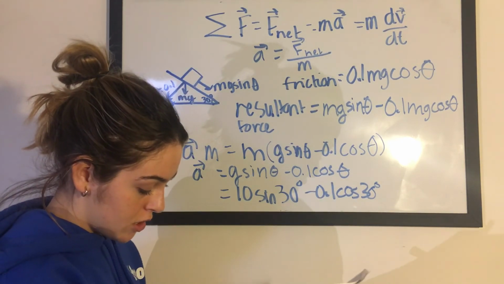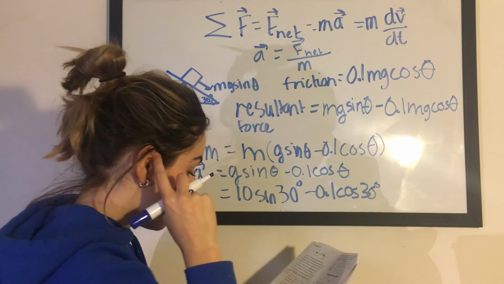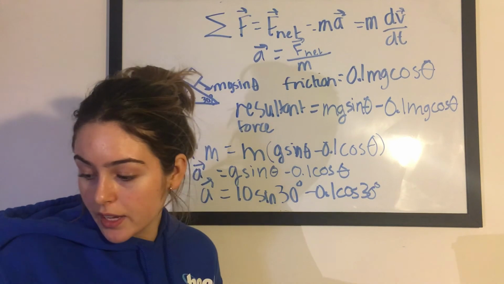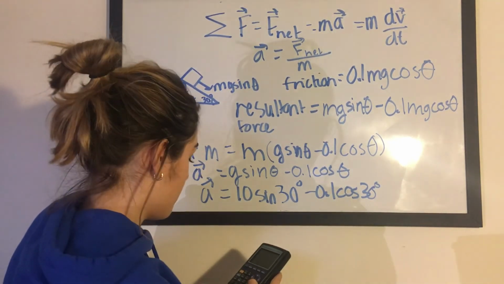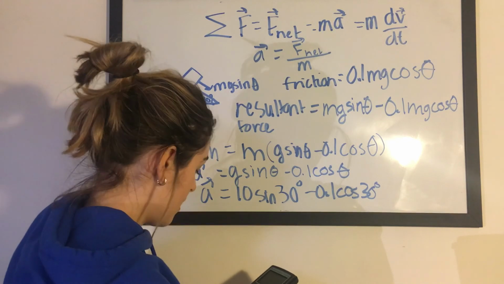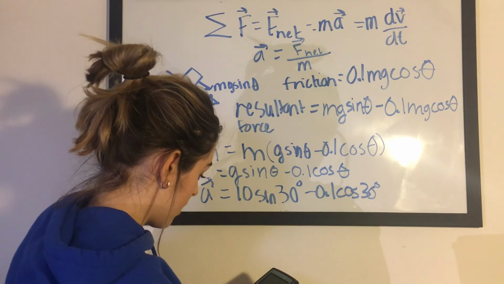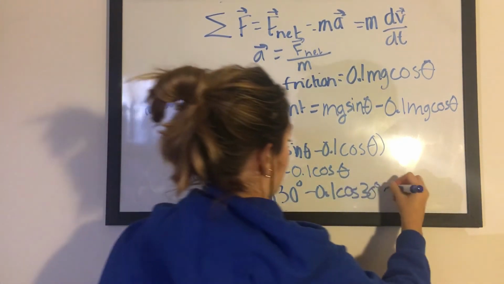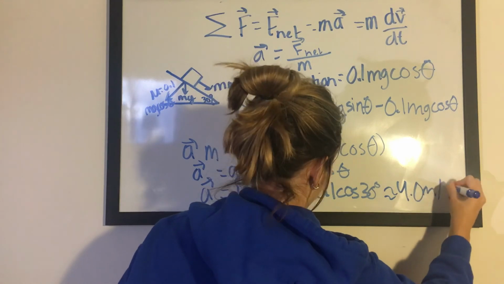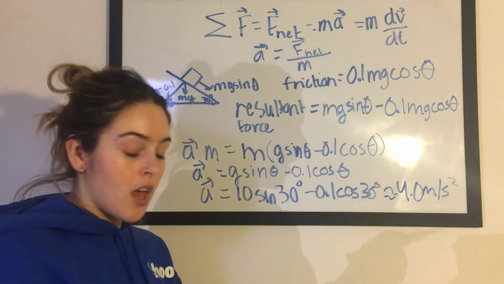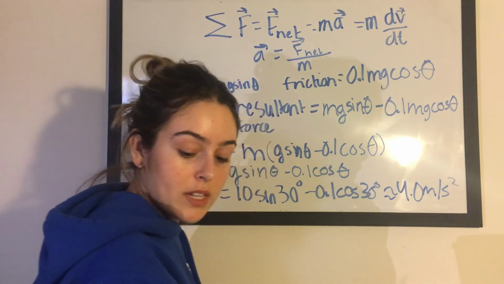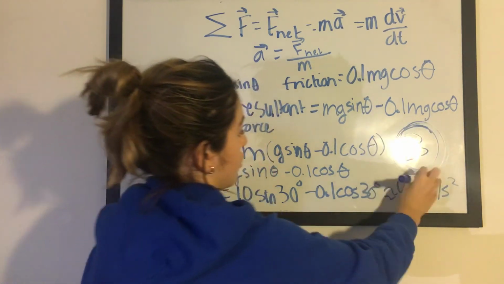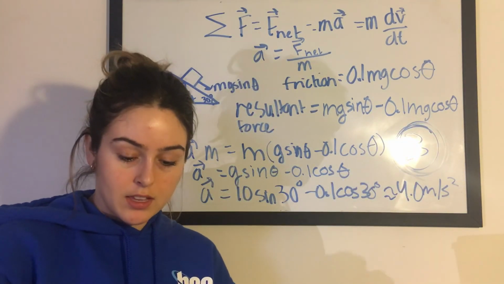And so we go ahead and solve for the acceleration. I'm going to put that in my calculator. We've got 10 sine 30 minus 0.1 cosine 30, which is about 4.0 meters per second squared. And then when we look at the multiple choice exam, we see that that corresponds closest to answer B. Thank you.